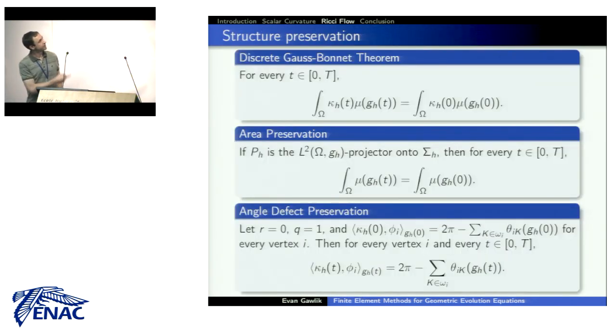And you can say some nice things about the structure preserving properties of this discretization. You have a discrete Gauss-Bonnet theorem, exact preservation of area, and you recover the angle defect in the lowest order setting.